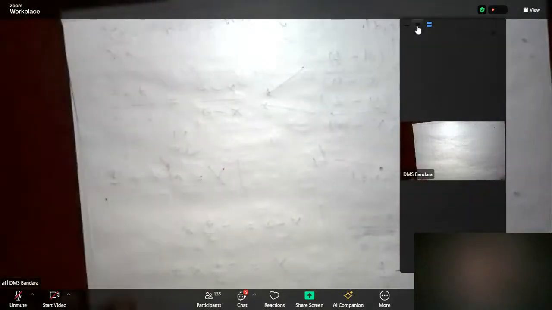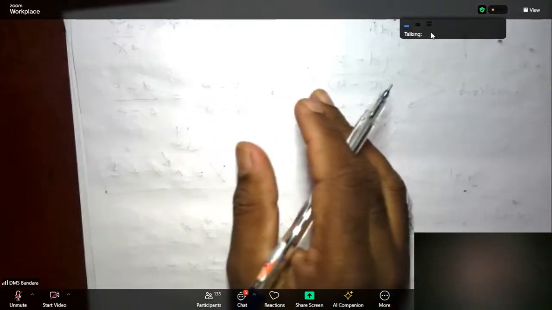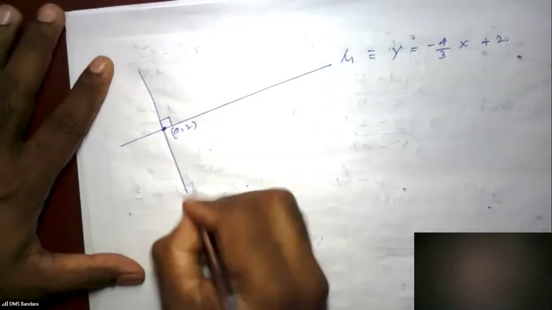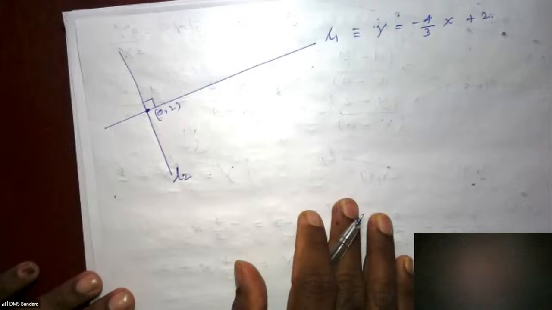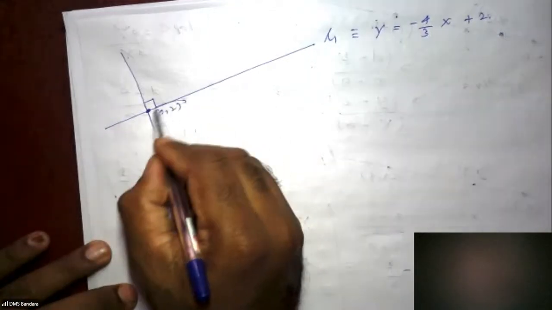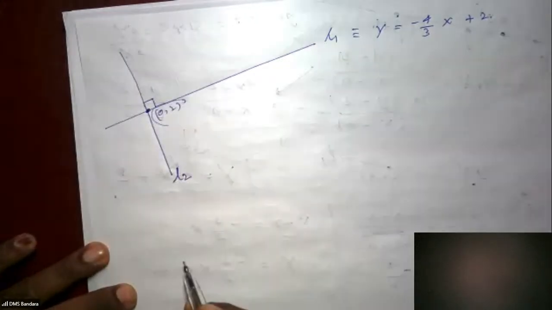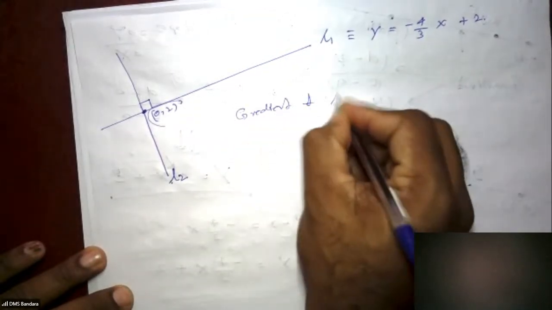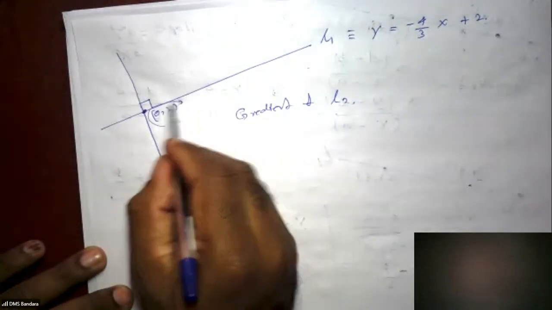The second one asks: L2 passes through the point A, which is (0, 2), and is perpendicular to L1. Now this is L1, with equation y equals minus 4 over 3 times x plus 2. L2 goes through (0, 2) and is perpendicular to L1. This is L2. Now we already know one known point on L2. To write the equation of L2, we need to know the gradient of L2.